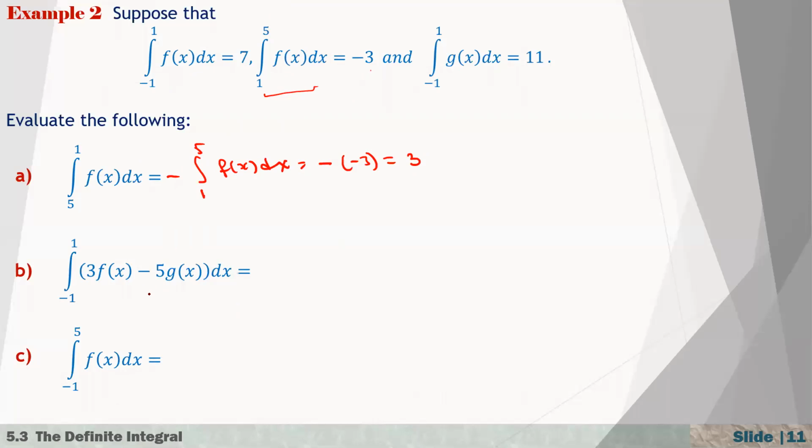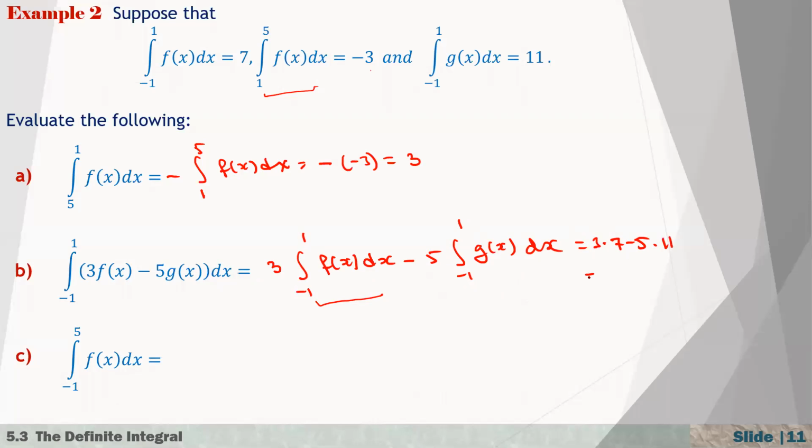And next one, using the property, the integral from -1 to 1 is given, right? I can just write it as 3 times the integral from -1 to 1 of f of x dx, minus, for the second one, 5 is a constant, so I can take it out, the integral from -1 to 1 of g of x dx, right? The integral from -1 to 1 of f of x dx is equal to 7, right? So here I have 3 times 7 minus 5 times the integral from -1 to 1 of g of x dx, which is equal to 11. So that is 21 minus 55, which is equal to minus 34.